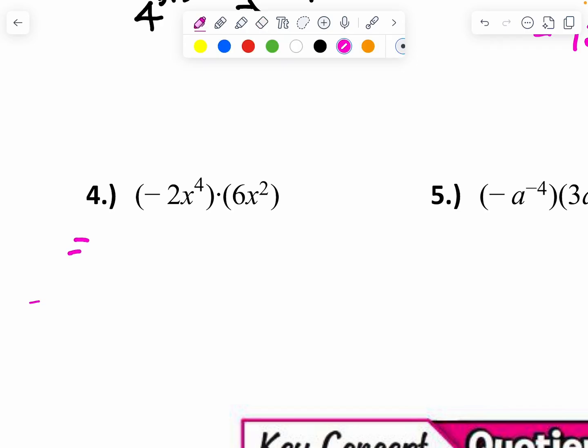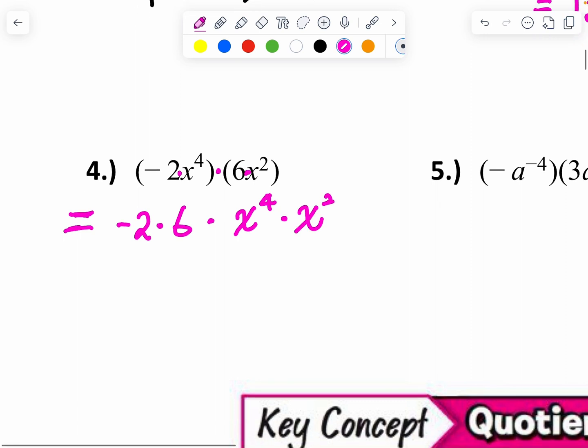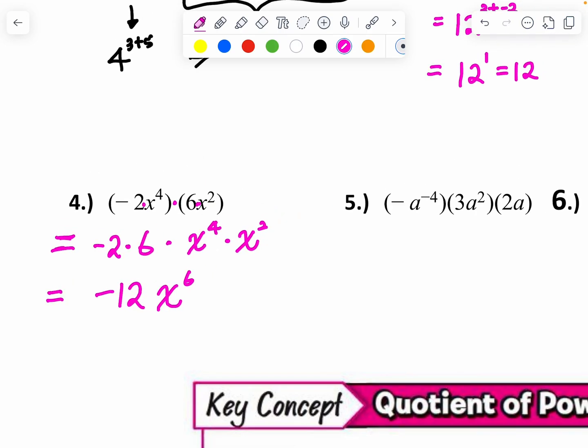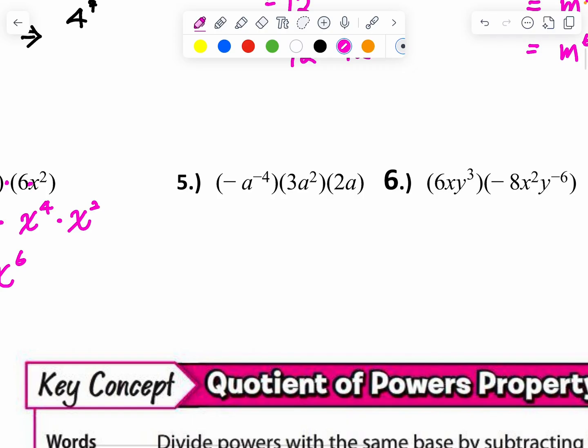Okay, so these are all products. These are all joined by multiplication. So we can put the numerical parts together, your coefficients together, and multiply them. So negative 2 is multiplied with 6. And then power with the x as a base is multiplied with another one with the x as a base. So negative 2 and 6 are multiplied to negative 12. And then you have the base x to the power of 6. Okay, I hope you're finding this easy and easy to understand.